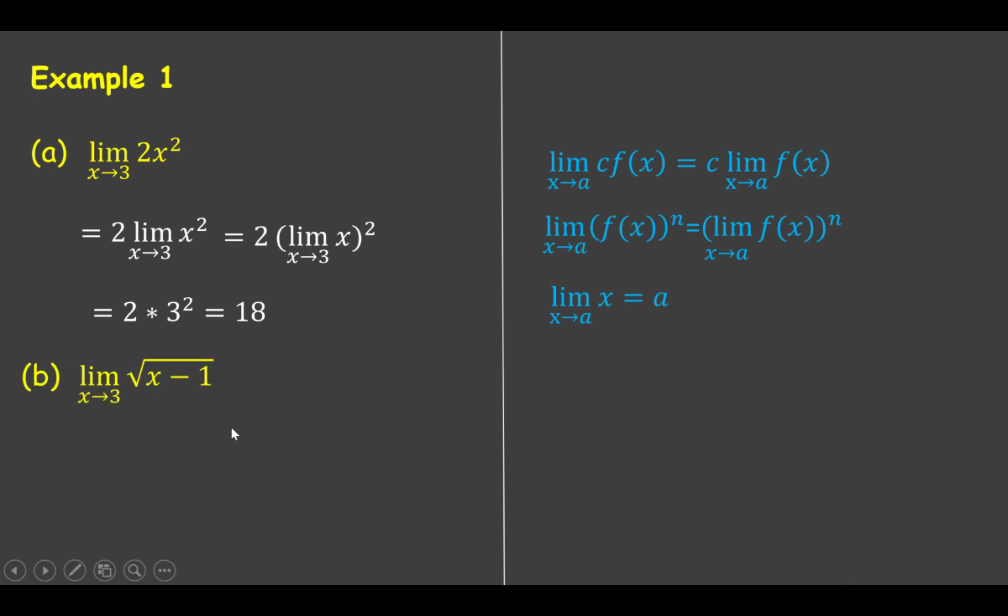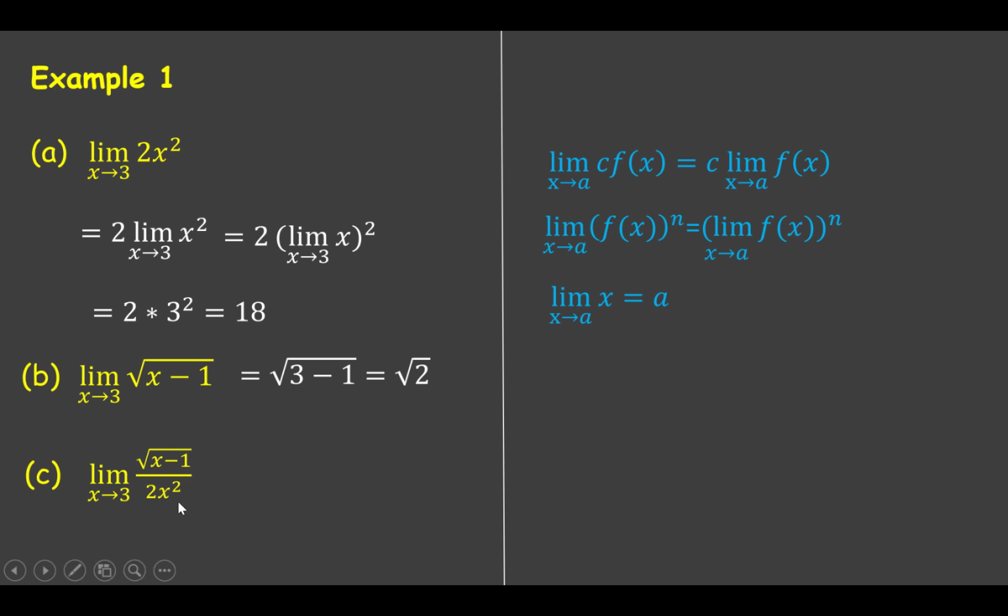Let's look at the limit of the square root of x minus 1. Well, square root is the same as the 1/2 power. Therefore, we can apply the property that we learned with n being 1/2. And that says the limit is just equal to the square root of the limit of the inside. And for the limit of the inside, we can apply the f minus g property. So it's the limit of x, which is 3, minus the limit of 1, which is 1. Therefore, the limit is just the square root of 3 minus 1, which is the square root of 2.